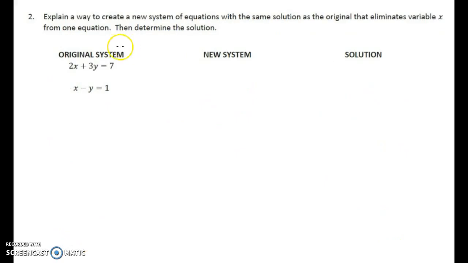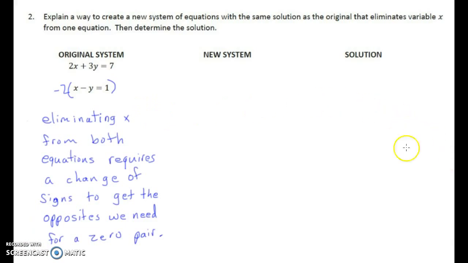For problem 2, they ask us to explain a way to create a new system with the same solution as the original that eliminates the variable x. Well, now we have a bigger problem because the 2x and the x are the same sign. That's going to require us to multiply by -2. In this case, eliminating x from both equations requires a change of sign. In other words, we had positive 2x and positive x. We've got to make them negative in order to get the opposites that we need for a zero pair.